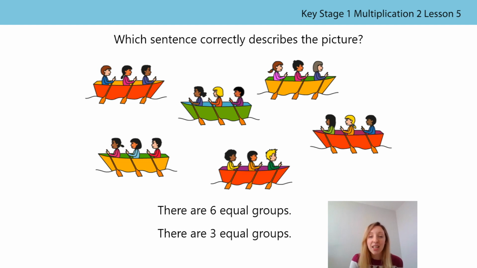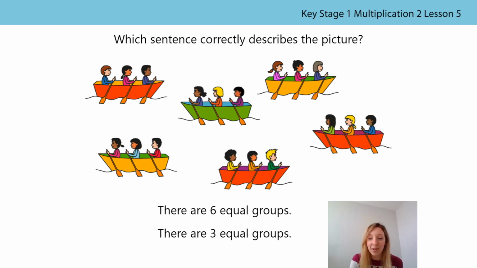Fantastic. So the challenge question says, which sentence correctly describes the picture? The first sentence says there are 6 equal groups. And the second sentence says there are 3 equal groups. So which of those sentences do we think correctly describes the picture? There are 6 equal groups, or there are 3 equal groups? It's a bit tricky, this one. You press pause on the video and have a little think, and you can come back and help me.